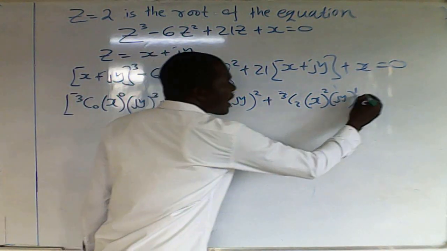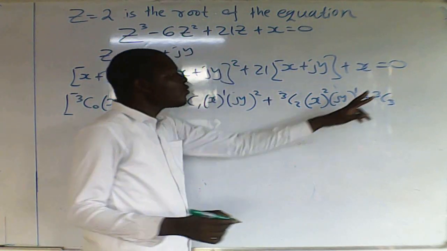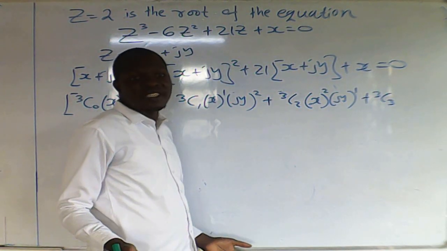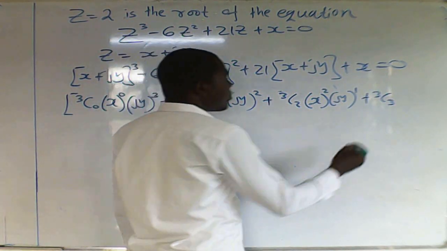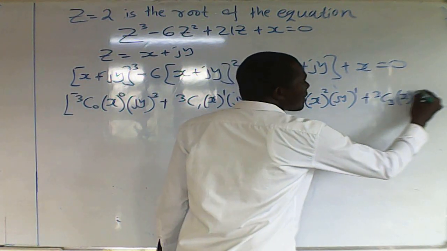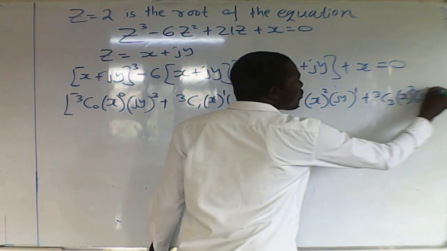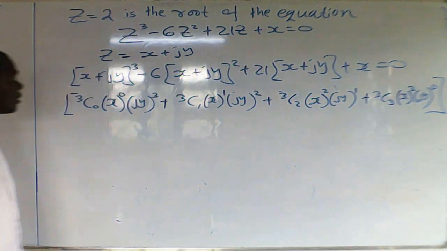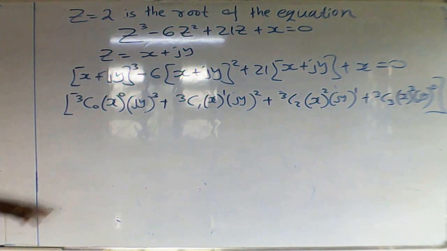Then the next term there is 3 combination 3. So when you get 3 combination 3, it means you get the last term. You see that? So 3 combination 3, then we have x and jy. So x is now raised to power 3, jy is raised to power 0. You are done. Move on to the next.